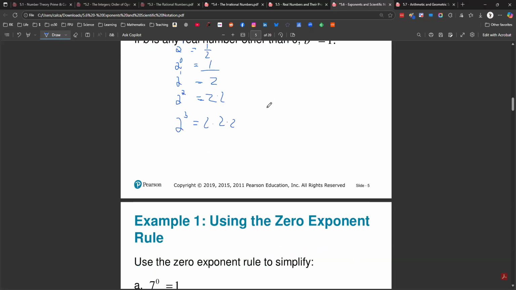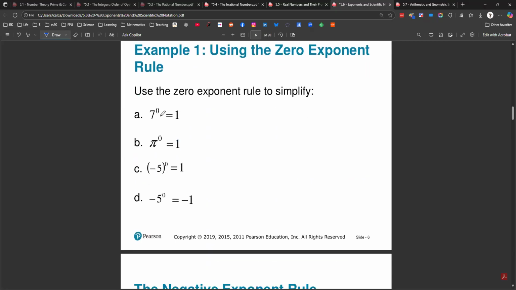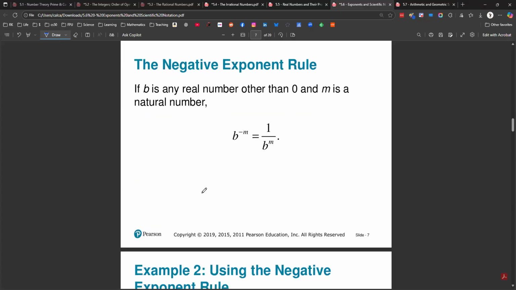Using the 0 exponent, 7 to the 0, pi to the 0, all of these values are 1. This one is -1 because the base here is 5. So 5 to the 0 is 1, and there's a -1 out in front. The negative exponent, as I just showed earlier, doesn't mean that the base is negative. It means that you're bringing it downstairs to make it positive. So that's like 1 over that number.